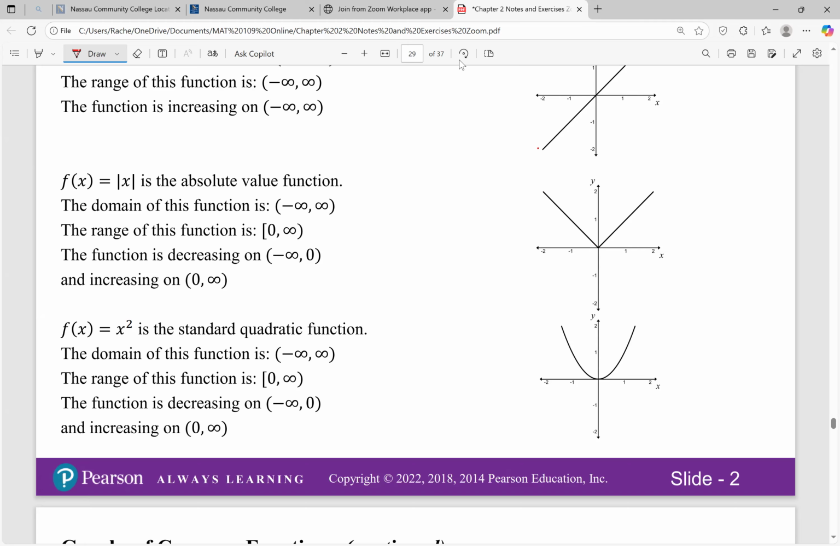We could take the absolute value of whatever number we want. Remember, it just measures the distance that x is from 0 on a number line. The range of this function, though, is 0 to infinity. Because remember, distance can't be negative. So the absolute value always has to be 0 or greater. So that's why this graph is staying above the x-axis. So y has to be greater than or equal to 0. We see the function decreasing on the interval negative infinity to 0, and then increasing from 0 to infinity.